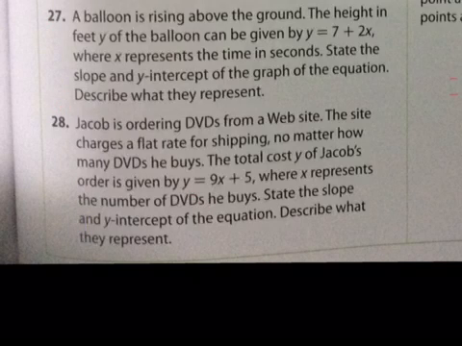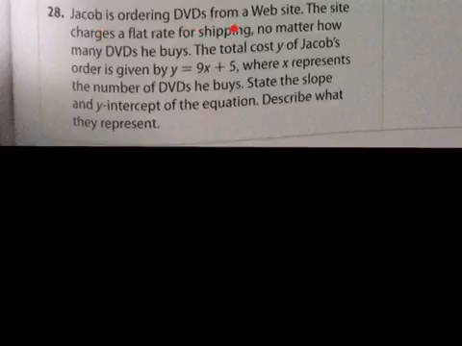Let's do 28 together. Jacob is ordering DVDs from a website. The site charges a flat rate for shipping. Okay, a flat rate means just a rate that charges everybody the same, no matter what. It's a flat rate no matter how many DVDs he buys. The total cost, y, of Jacob's order is given by y equals 9x plus 5. Okay, so y, don't forget, is our dependent variable, and we choose our x, where x represents the number of DVDs he buys.